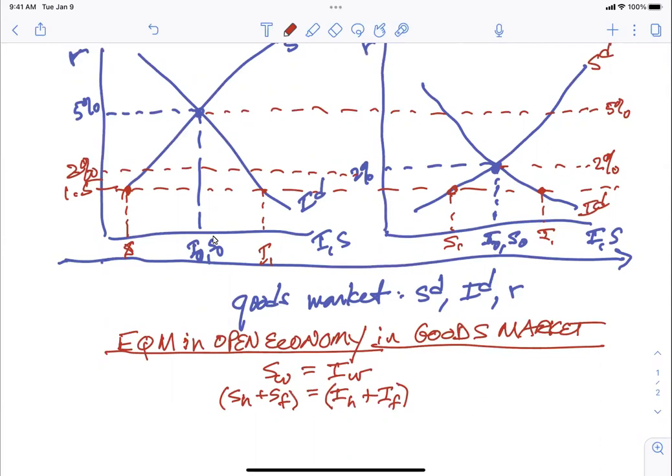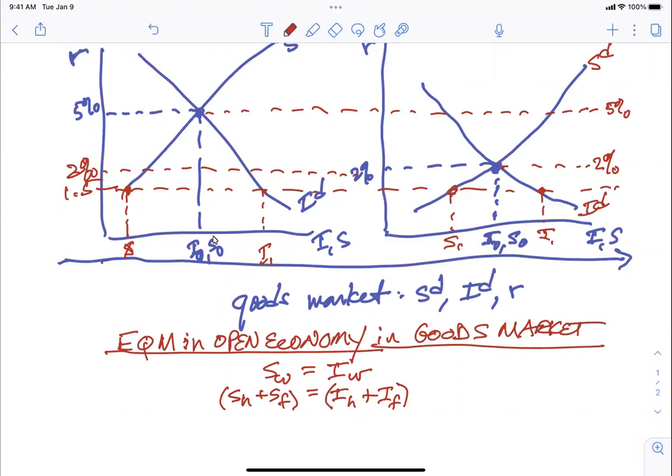So what does saving get used for? It gets used for financing investment in new capital. That's what banks do. Banks take in savings and they loan it out to borrowers. That's the way to think about this, right? That's what we're talking about here.